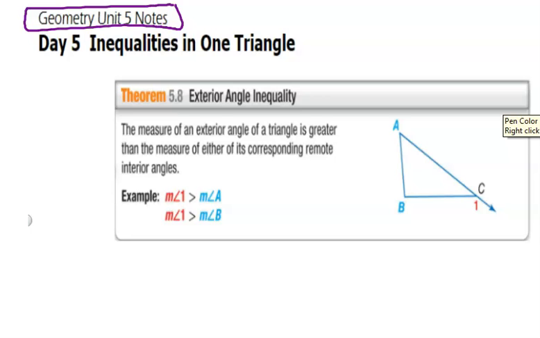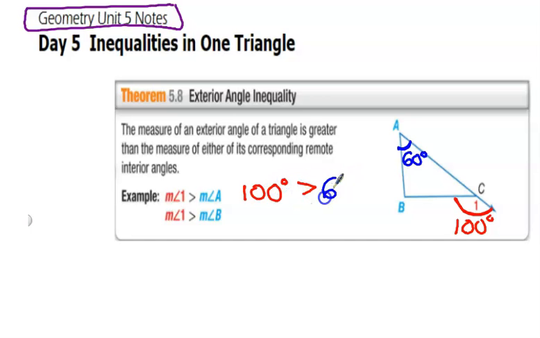So we're first going to start with exterior and interior angles. Okay, so talking about the different parts to that. Let's say I have angle 1, and let's say angle 1 is 100 degrees, and the measure of angle A is 60 degrees. Based on a theorem, 100 degrees has to be greater than the 60 degrees, which is going to be the case. So that exterior angle needs to be greater than the corresponding remote interior angle.